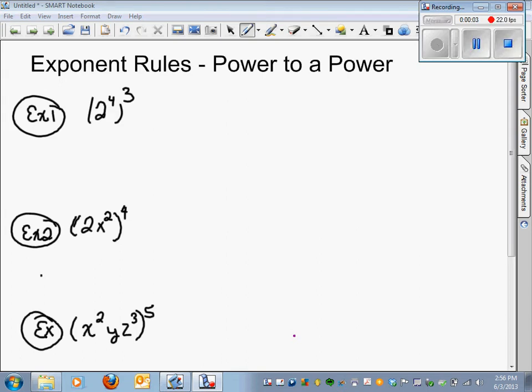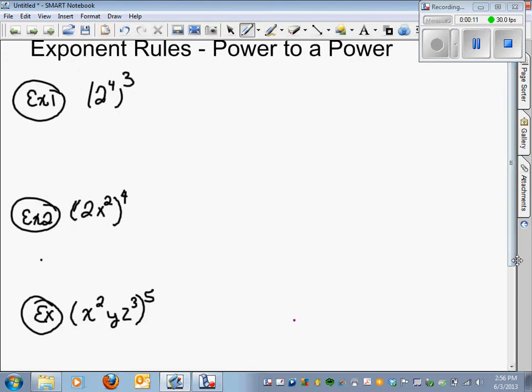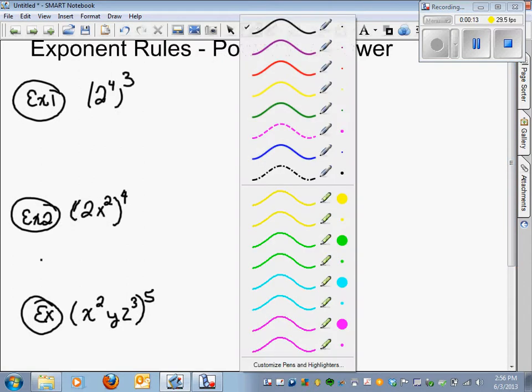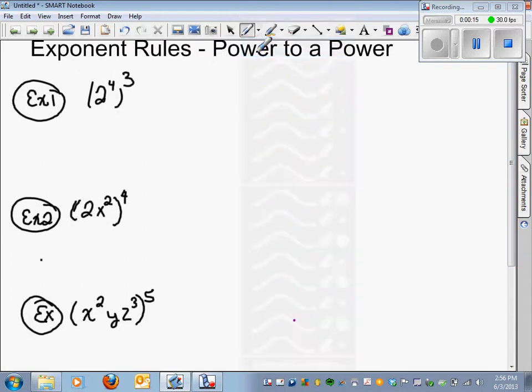Another important thing we need to be able to do with exponents is take a power and raise it to a power. For example, 2 to the 4th raised to the 3rd power. In this case, we have the initial power, 2 to the 4th, but we're taking the additional exponent 3. So it means we have 2 to the 4th that has actually been multiplied 3 times. Well, let's expand this and see exactly what we have.